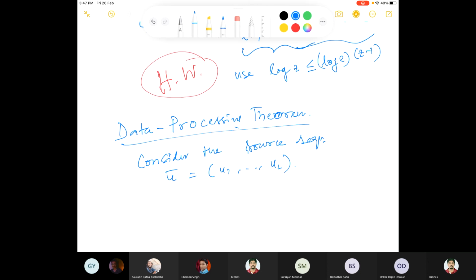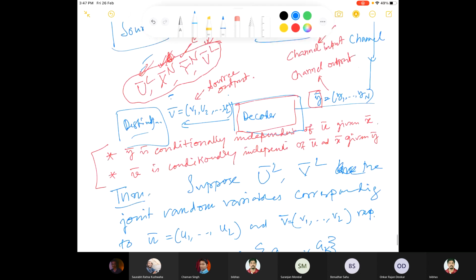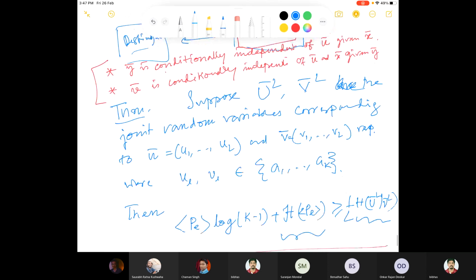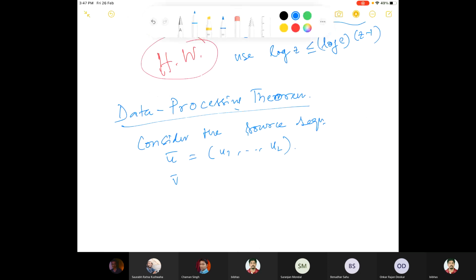And let's say you have V bar, X bar, Y bar, and so on. Whatever the picture, see the diagram. I'm just fixing this U1, U2, UL, and of course the source sequence, and let's say V bar, which is V1, dot, dot, dot, VL, and you have the same X bar, which is X1, X2, XN, and Y bar, which is Y1, Y2, YN. Now see the picture. So this is how they are related.